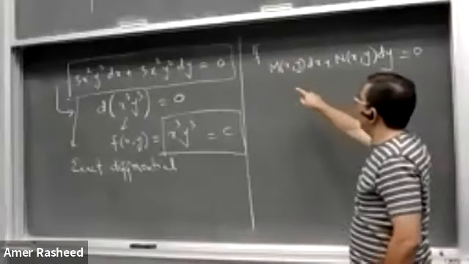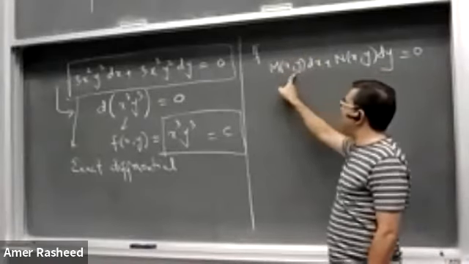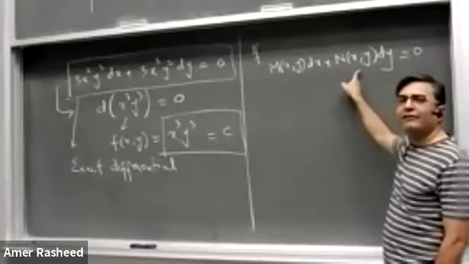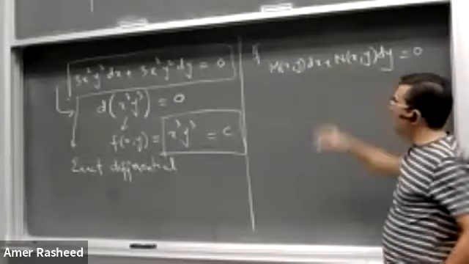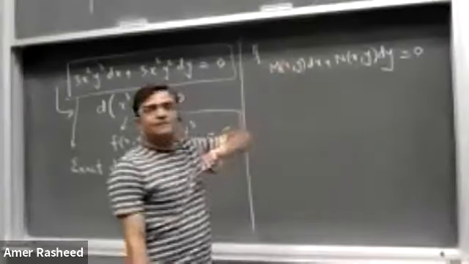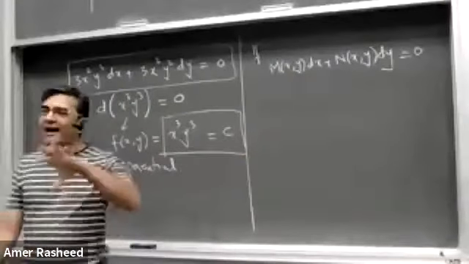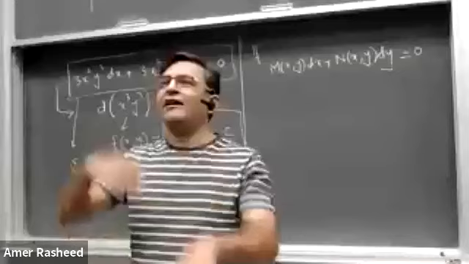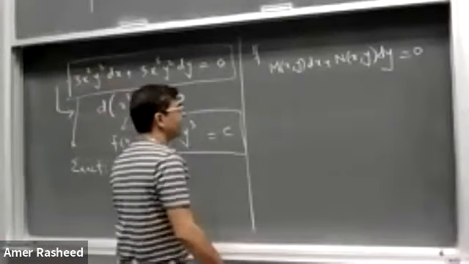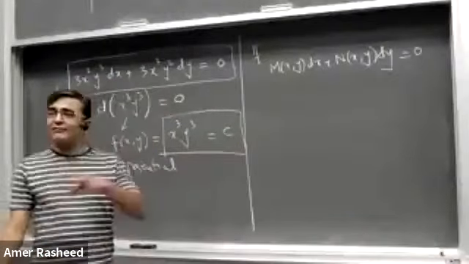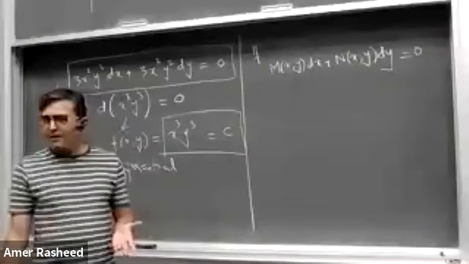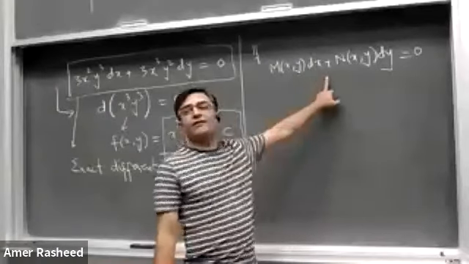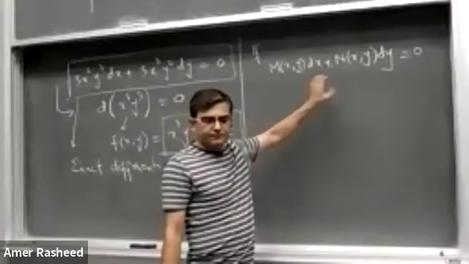Now, the coefficient of dx is some function of x, y, and the coefficient of dy is some function of x, y. If the left hand side is the exact differential of some function, then we can find the solution of this differential equation. If there exists some function f of x, y equal to c, then that will be the solution of this differential equation.